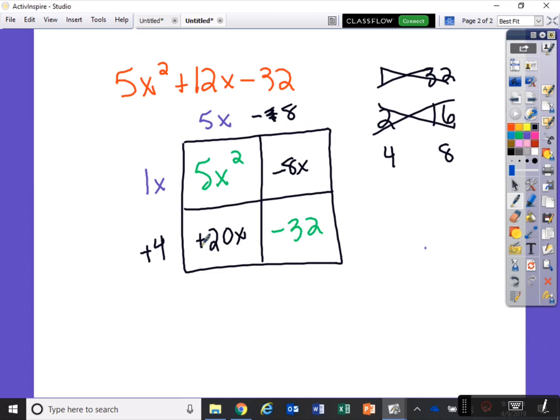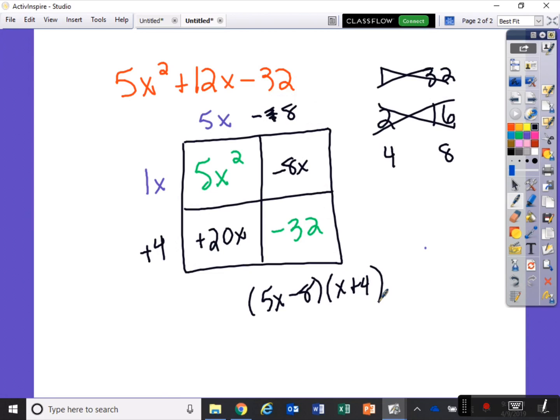Positive 12. So now we look up here to get our parentheses. So the first parentheses would be 5x minus 8, and the second parentheses would be x plus 4. That's the final answer. That box.